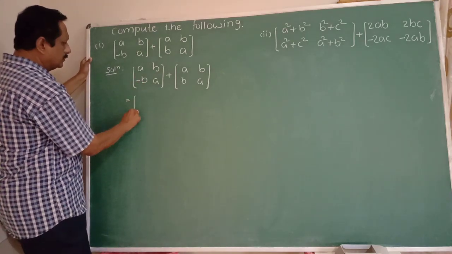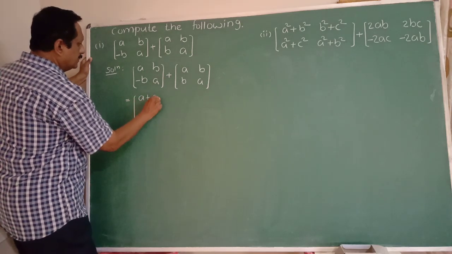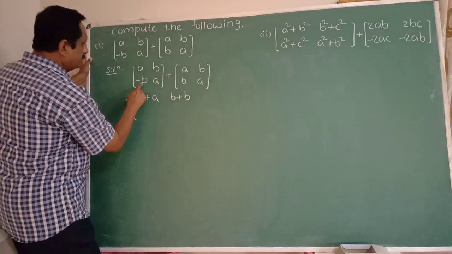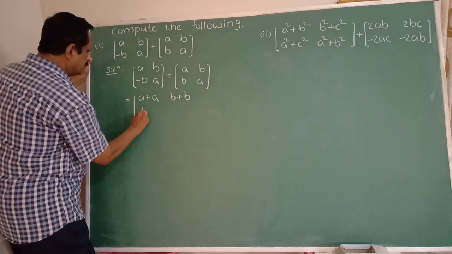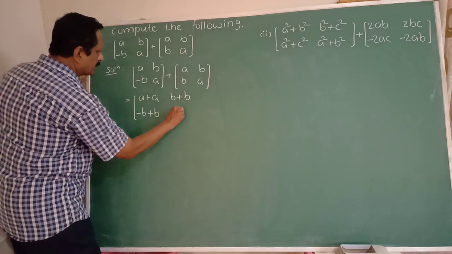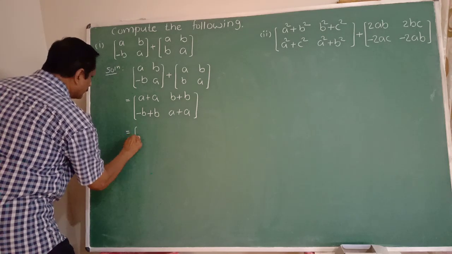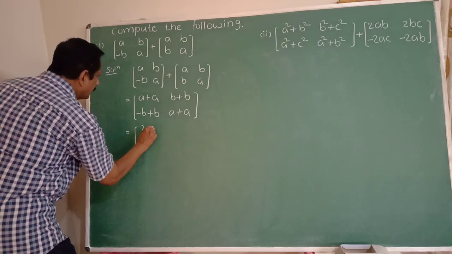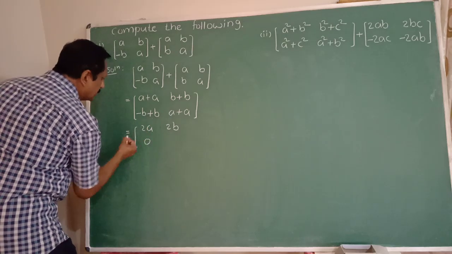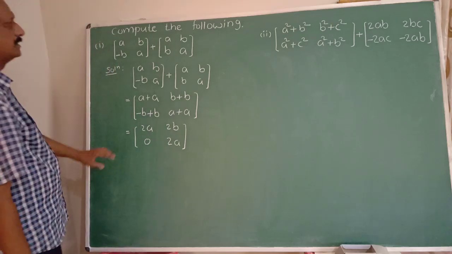So this is equal to A plus A, B plus B, B plus B, minus B plus B, A plus A. Therefore, this is equal to 2A, 2B. Here the B and minus B cancel, remaining is 0. Then it is 2A. This is the answer here.